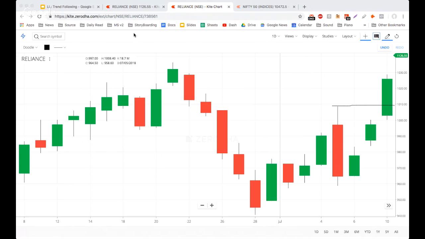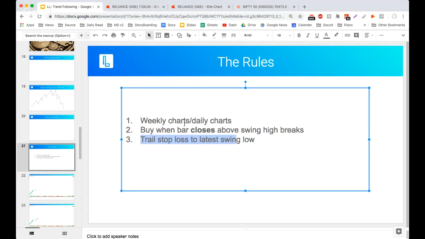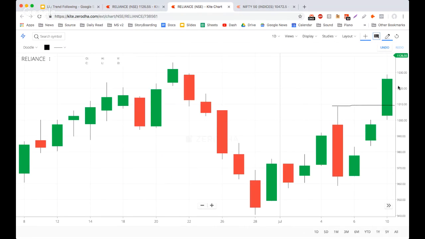Perfect. Step number two, let's go back. So step number one is find a swing high. Step number two is buy when the bar closes above the swing high. Aha. Let's see what happened. You see this green bar? This beautiful, handsome green bar has closed. It's a daily chart, closed above the swing high. Does everyone agree? What do we do when we close above the swing high? Yes, yes. So yes, what do we do? We will buy, right? So that's our buy entry.